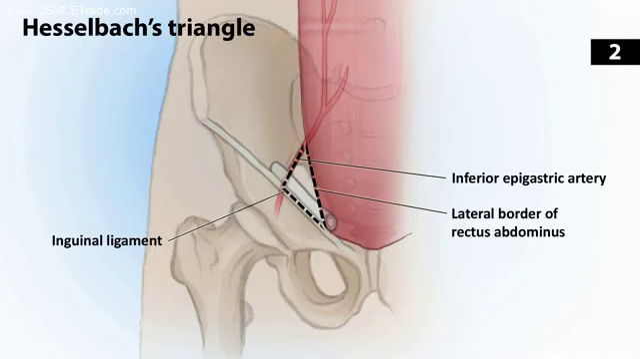So imagine that triangle, kind of pointing down and towards the groin. The top of that triangle is the inferior epigastric artery. The medial border is the rectus abdominis muscle, and the lateral border is the inguinal ligament.